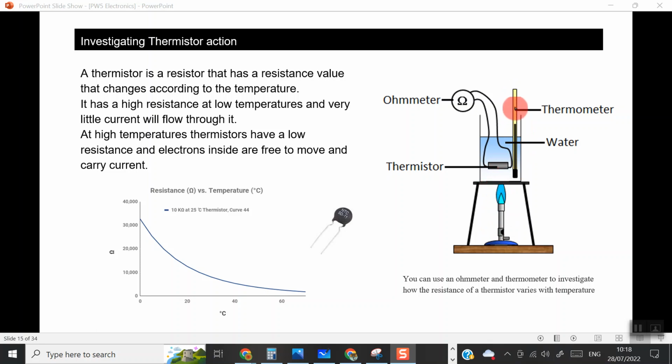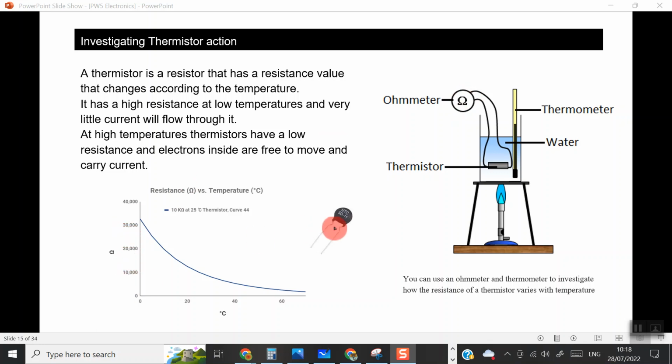So you can watch the temperature and how it changes, and then you can record, for example, the resistance on this. What you'll find is that as it starts to get hotter and hotter, as it starts to heat up like this, the recorded resistance on the ohm meter will start to drop down.